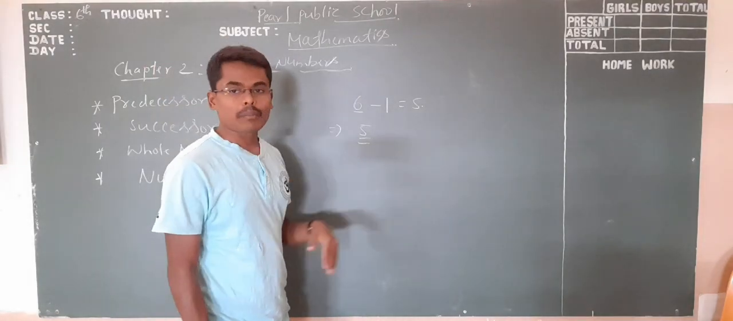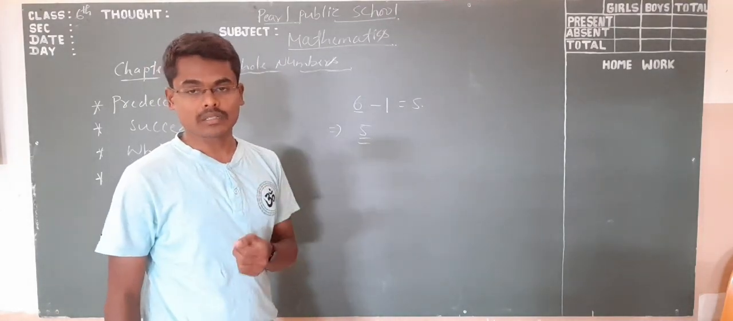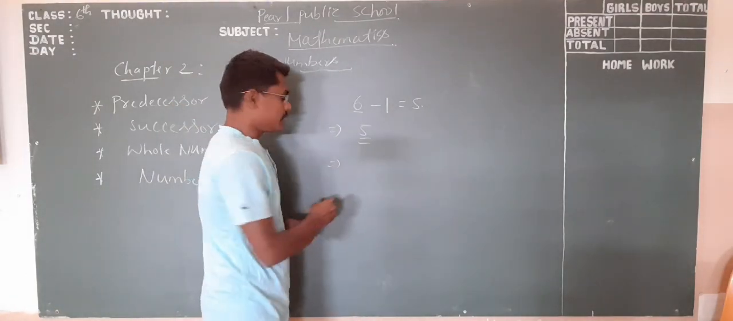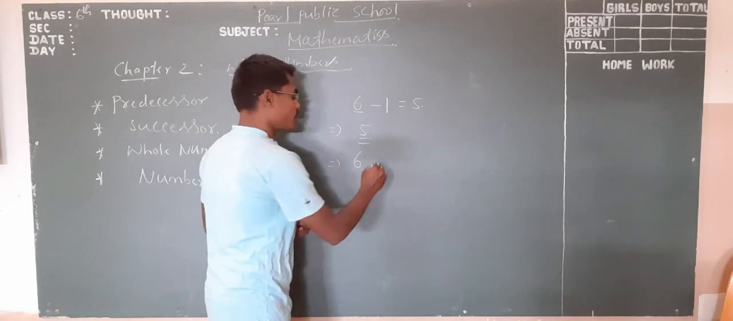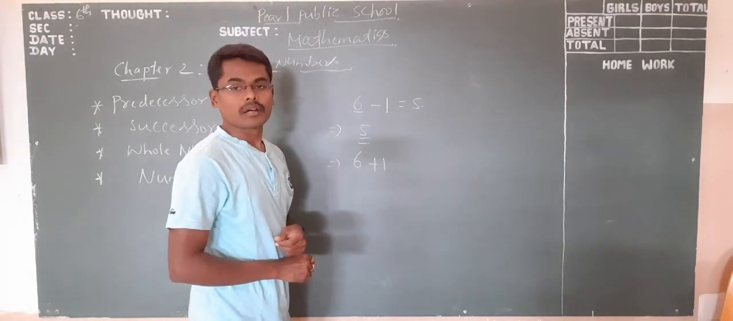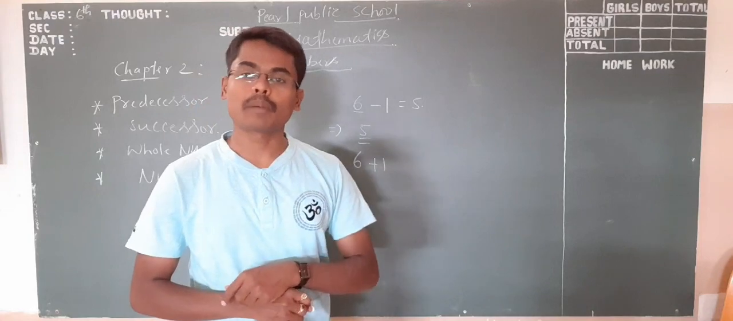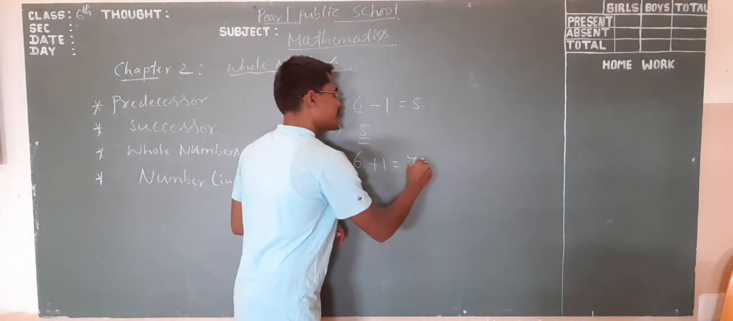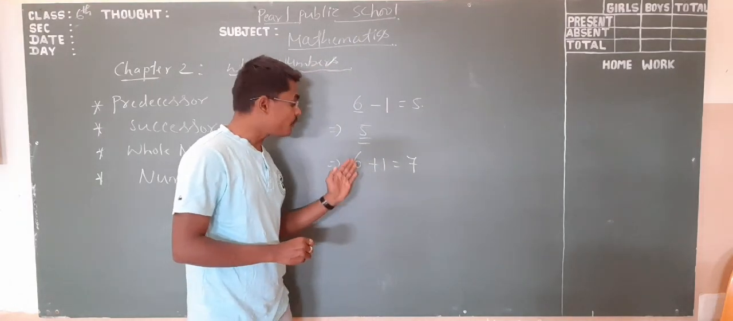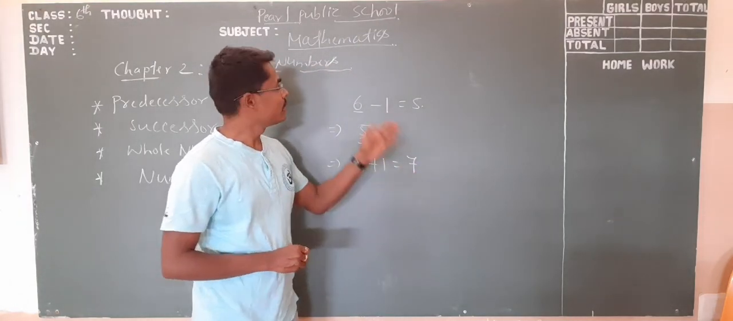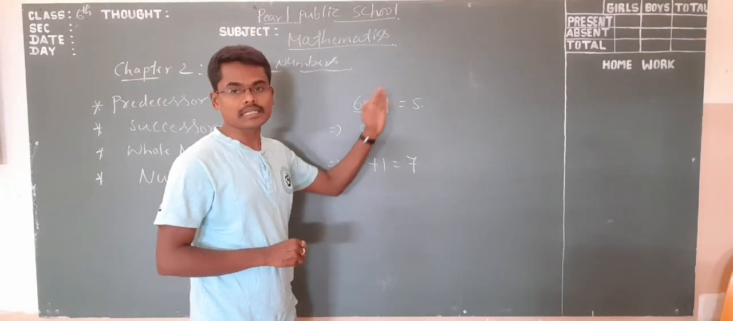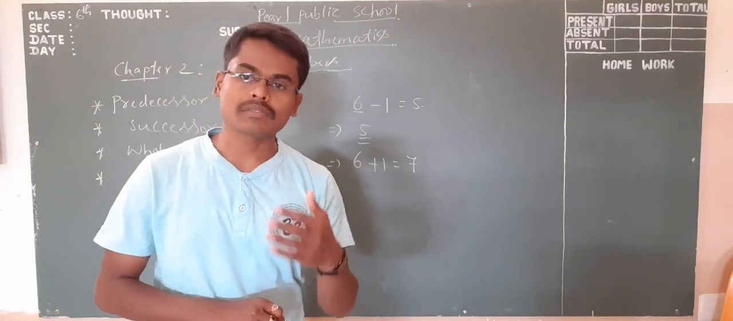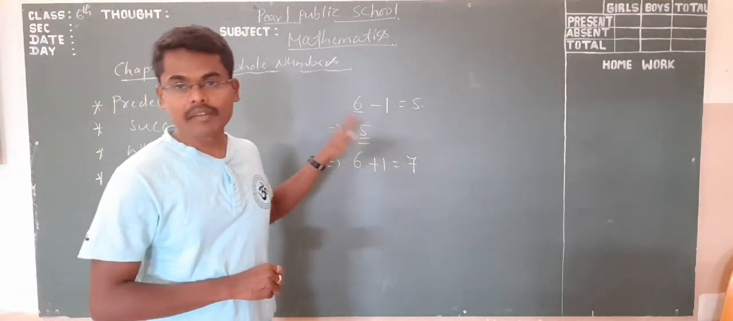Then for the same number I can also write the successor. How can I write the successor? Now consider again the same example, number 6. Again I am going to write plus 1. I am going to add a unit number, I am going to add number 1 to this number. I will get the number 7, and the successor of 6 is the number 7. Here the predecessor of number 6 is 5. Like that we can write the predecessor as well as the successor for the given numbers.